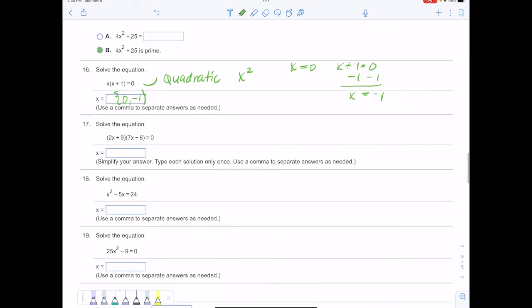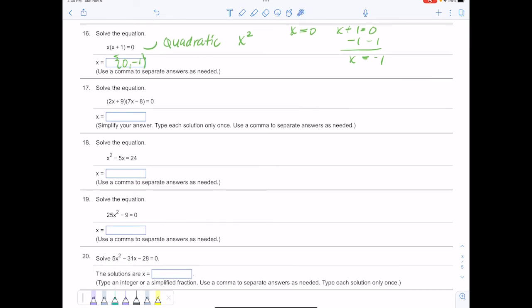In number 17, again, it's already solved for us. It's factored. So you're just going to set both of the factors equal to 0 and solve them. So I'll let you all do that. And you're getting two different answers. Again, the answers are at the end of the document, so you can check those.